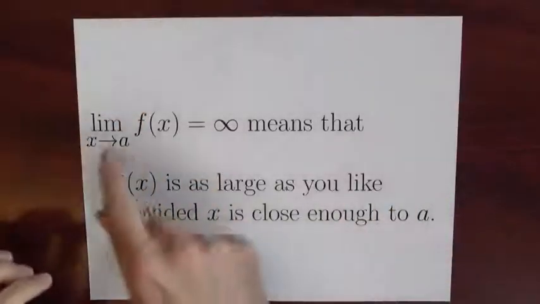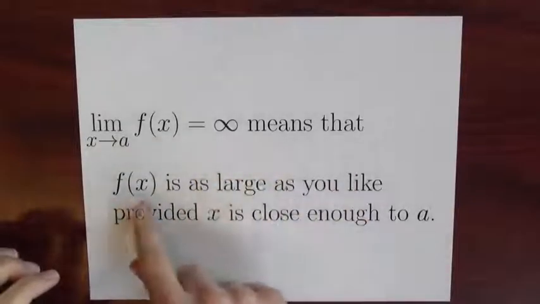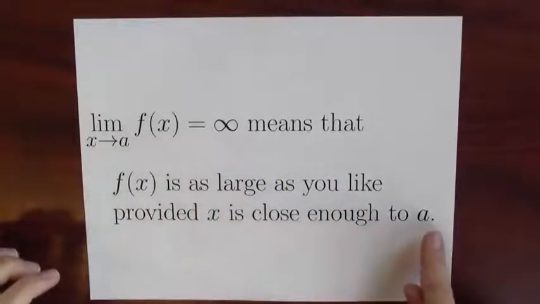People have wondered about infinity for thousands of years. We're going to continue that tradition of thinking about infinity, but we're going to focus in on one specific instance of infinity in mathematics. What does it mean to say that the limit of a function equals infinity? Here's what it means. The limit of f of x as x approaches a equals infinity means that f of x is as large as you like, provided x is close enough to a.